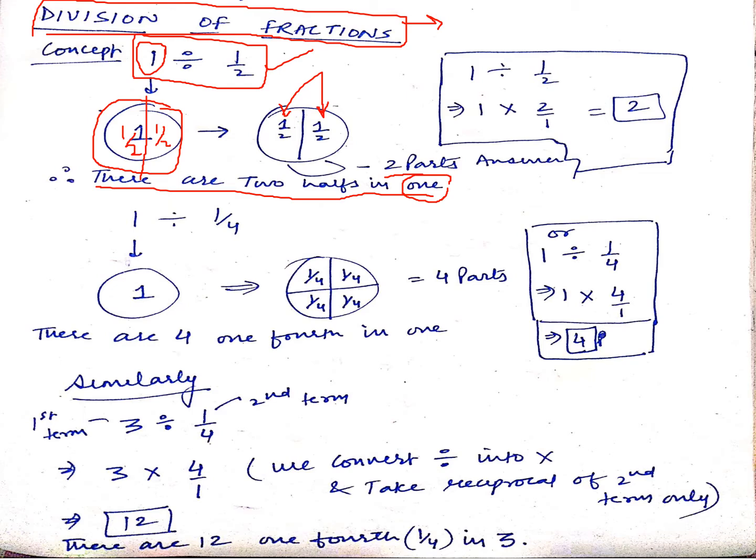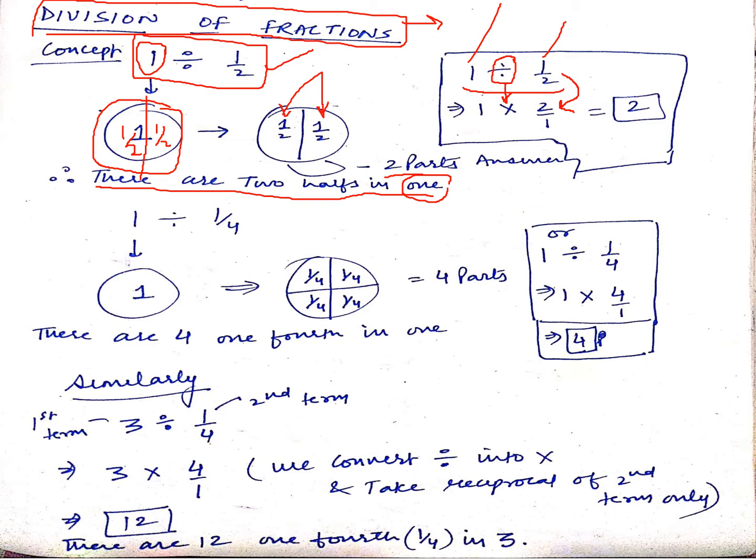Now this is for understanding. To solve, we have a method. The method is very simple. You can see over here. Suppose you have 1 divided by half. What we do is we convert this division into multiplication. How? We write it like this. But I have told you we can change nothing which can change the answer. So we have to do one more thing while doing this conversion. We have to take the reciprocal of the second term. So this is your first term, second term.